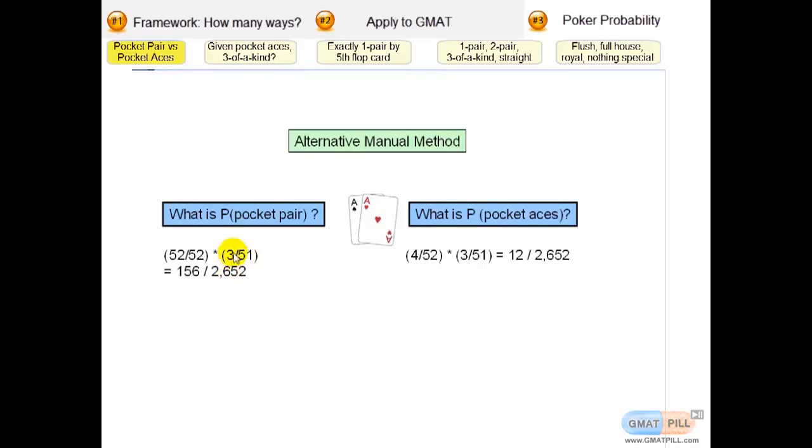Of course, you already know the answer is 3 over 51. And this is the same as 1 over 17. And you'll get that same percentage that you got before, which is 5.88%.